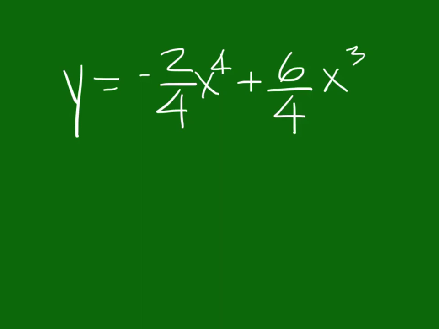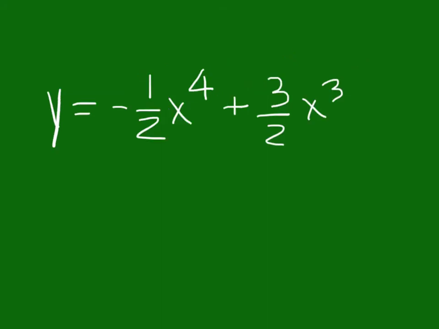Negative 2 over 4 x to the fourth, and then plus 6 over 4 x to the third. And of course you would have to simplify those two fractions to make it even easier. If you did the derivative now, then you would end up having to reduce later. Of course, this will end up being a negative half, and this will end up being a positive 3 over 2. Simplify those, and you come up with a negative half x to the fourth plus 3 halves x to the third. This is much easier to find a derivative for.